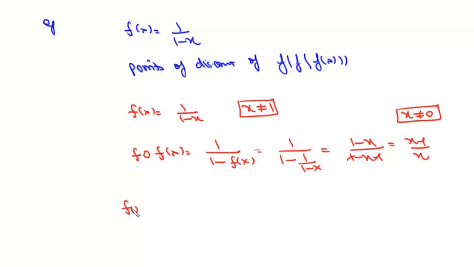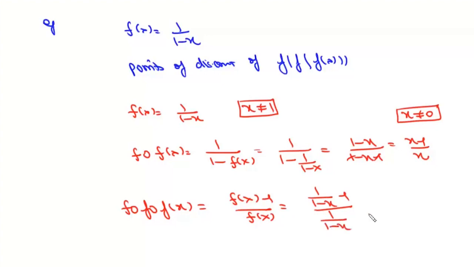And if we look at f of f of f(x), now we'll replace x with f(x), so it will be this (f(x) minus 1) upon f(x), which is 1 upon 1 minus x minus 1 upon 1 minus x.